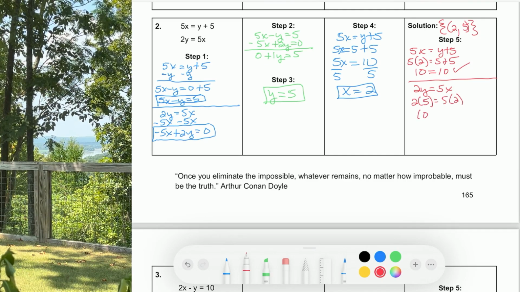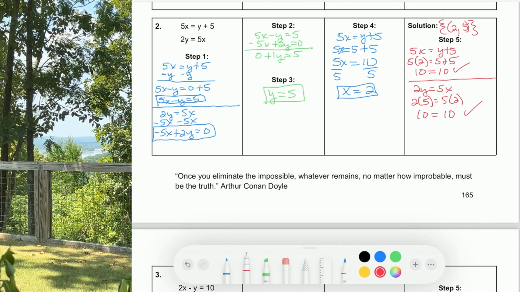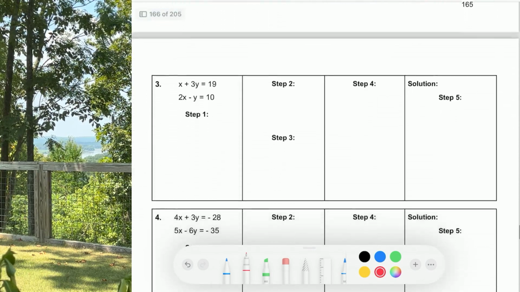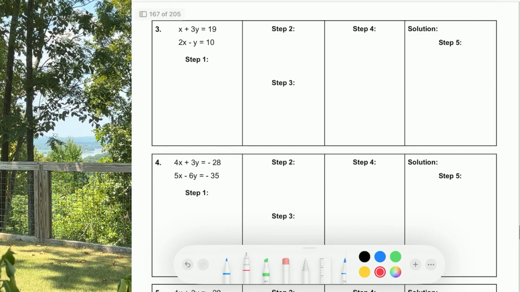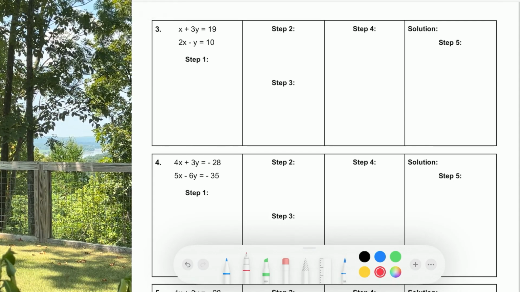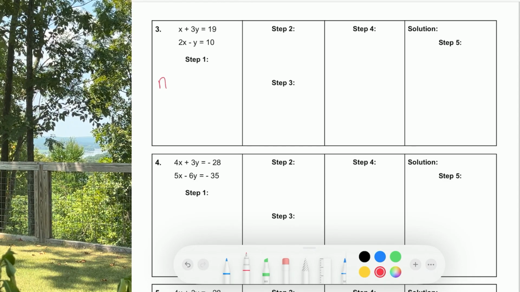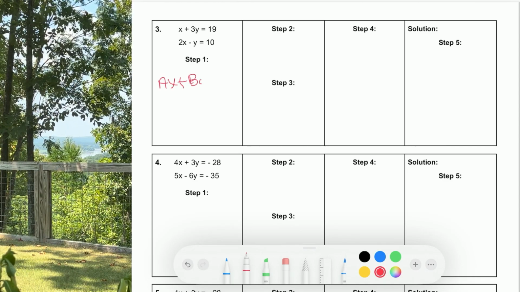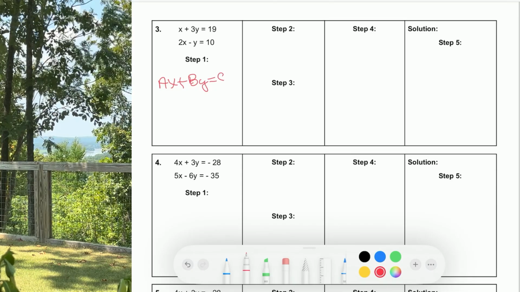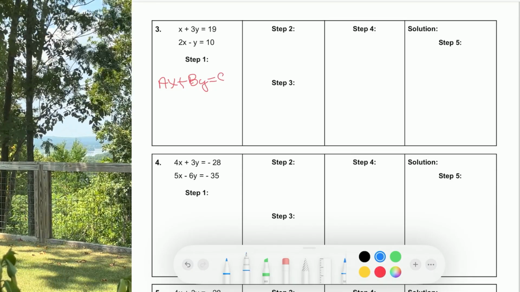And again, I get 10 equals 10. So we are correct in our answer. Number 3, we have x plus 3y equals 19, 2x minus y equals 10. They are both in the ax plus by equals c form, so we don't have to do anything with that. So I'm going to go ahead and move on to step 2.